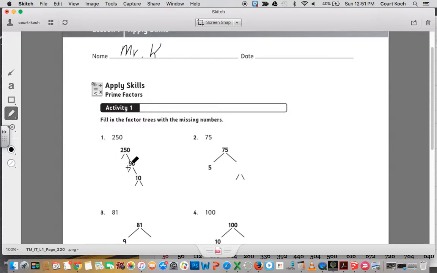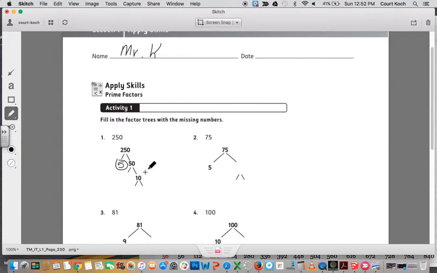So when I get to 250, they already gave me 50, so I'm going to add the 5. I'm filling in the missing numbers right now. Now, because they gave 50 carets, that means it's composite. So 5 has to be prime, and I'm going to circle that prime number.